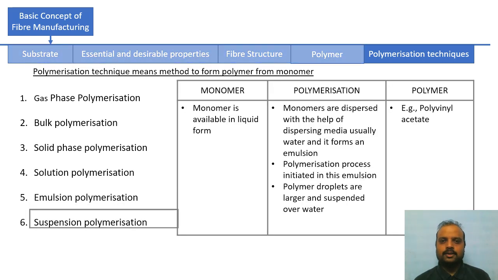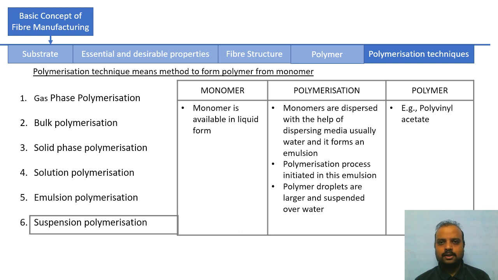Technically, the suspension polymerization is similar to emulsion polymerization. But here the produced polymer is suspended on the surface of water. Meaning, when polymer is created from the monomer in the dispersion, then the created polymer is suspended over the surface of water, similar to cream on our milk.